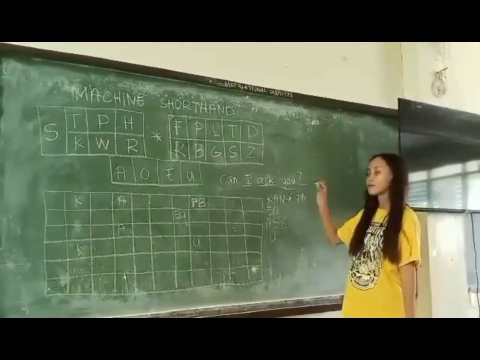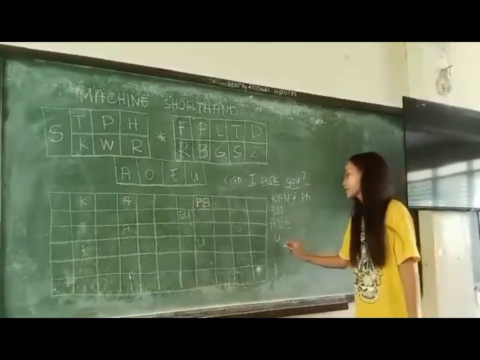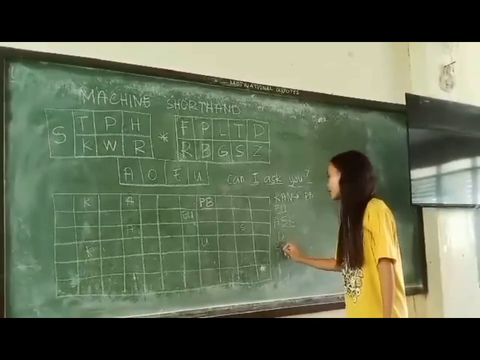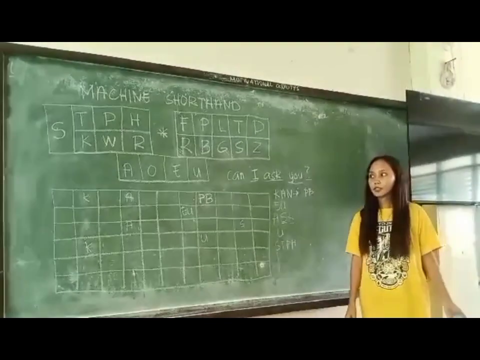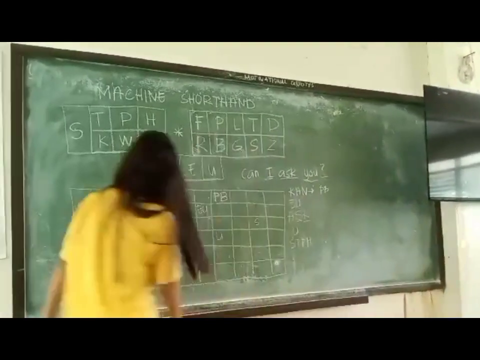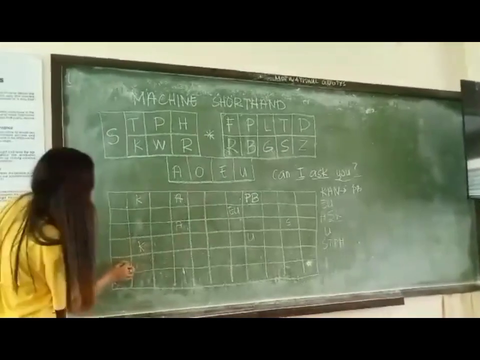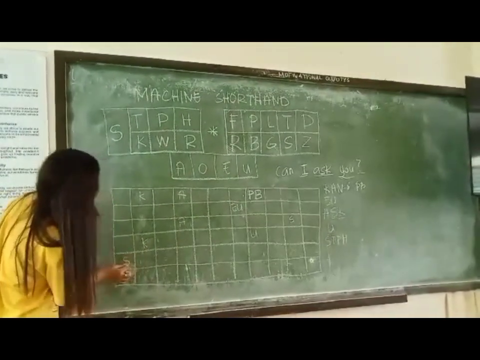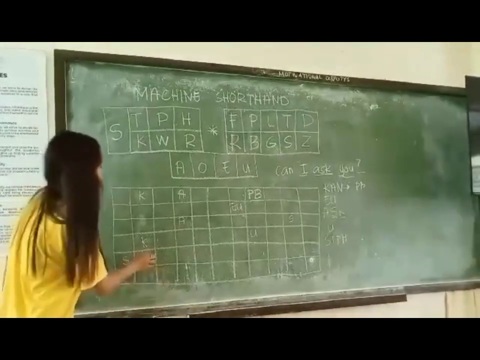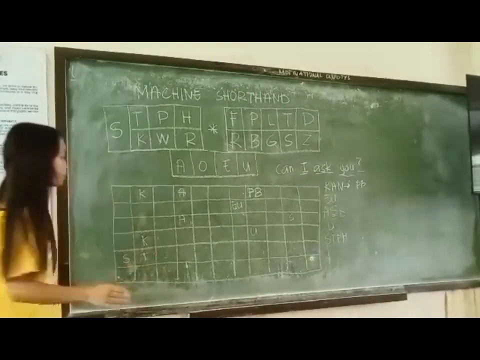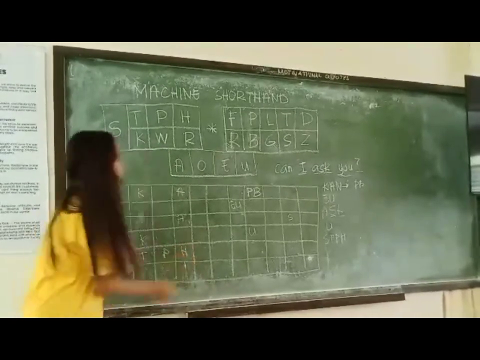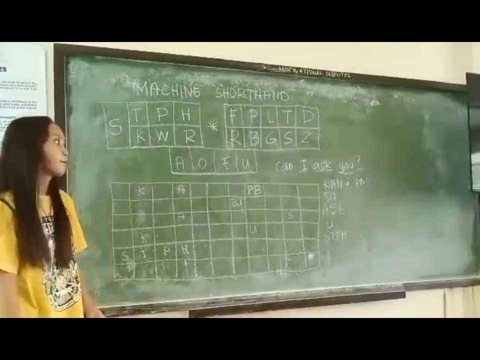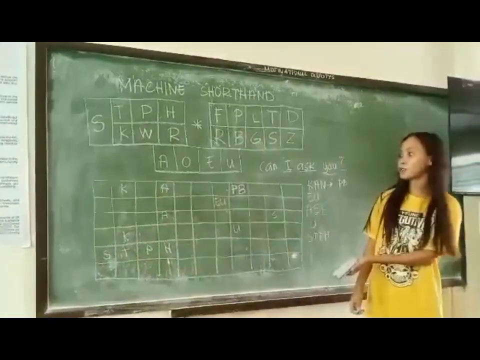Next is the question mark. The question mark represents the S, T, P, and H. In writing it into machine shorthand, you just depress your left little finger, your ring finger, your middle finger, and your index finger. So this is the take note of the sentence, "Can I ask you?"